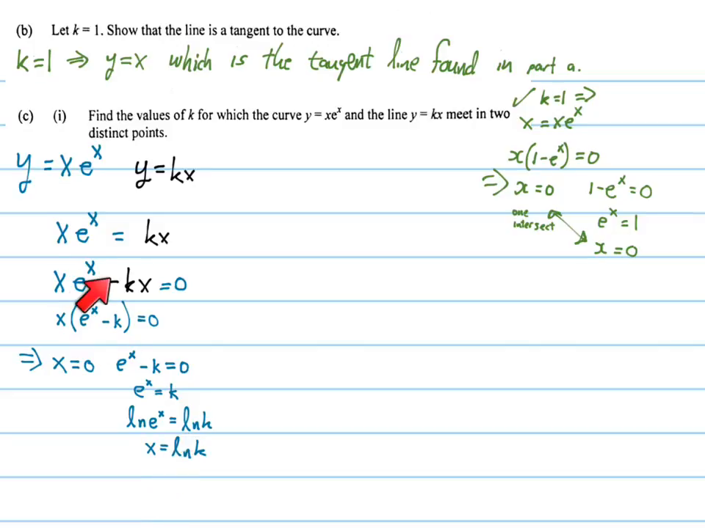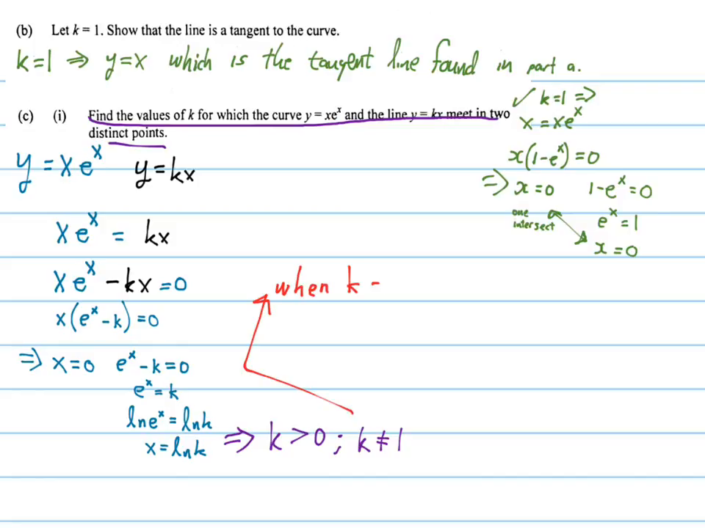So here's where things start to get interesting. Natural log of k could be positive, or the natural log of k could be negative, and that's going to affect what our area curve equation is going to be. You'll see what I mean in a moment. It's asking us to find the values of k for which there are two distinct points.